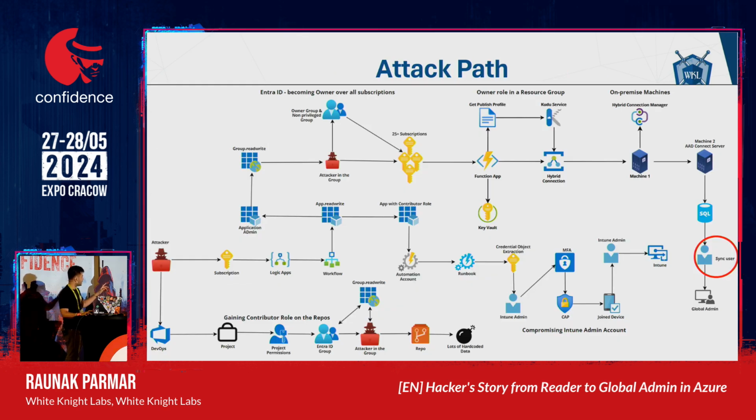So this is the attack part that we did, where you can see we reached the Sync user by compromising the function app, then going to machine 1, then machine 2, which is the AD Connect server. And then from SQL, we compromised the Sync user, and indeed, we were a global admin.